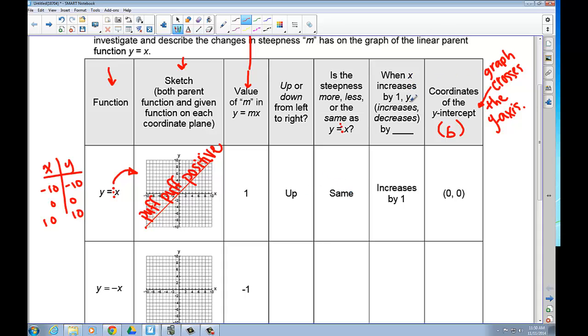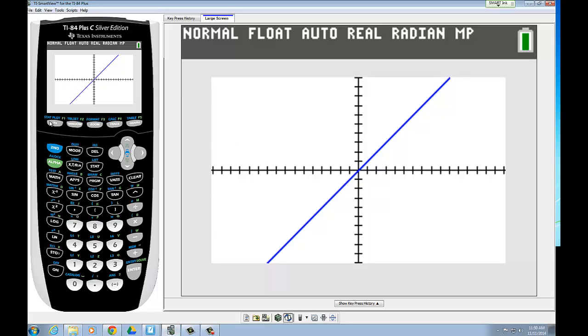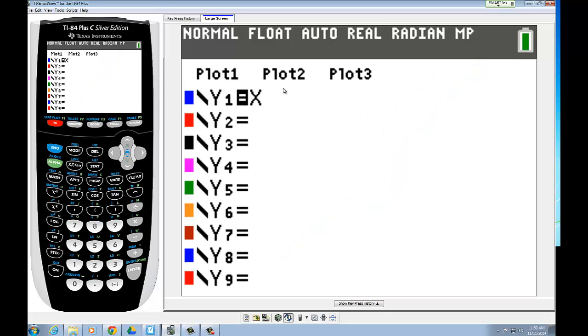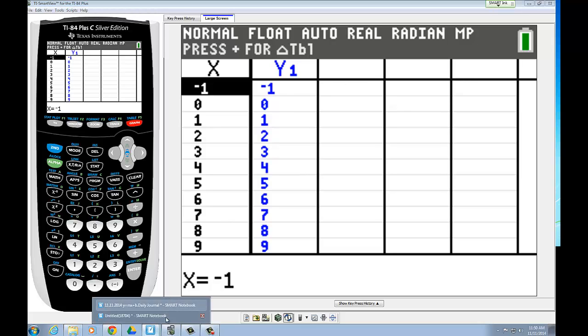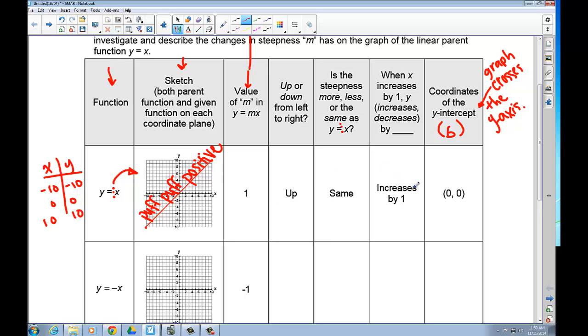And when x increases by 1, what happens to our y's? So let's look at our table, because remember, in our y editor, we put y equals x. Now we want to look at the table. So we put second graph, and as our x's increase by 1, what's happening to our y's? They're increasing by 1 as well. So we put increase by 1, and that's where we get it. And the coordinate where it crosses the y-axis, it crosses the y-axis at 0, 0.